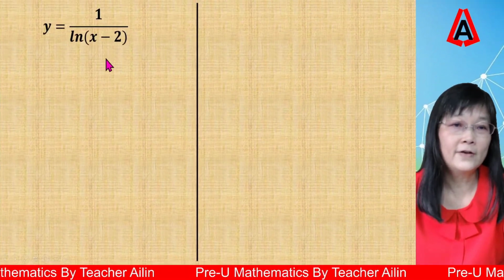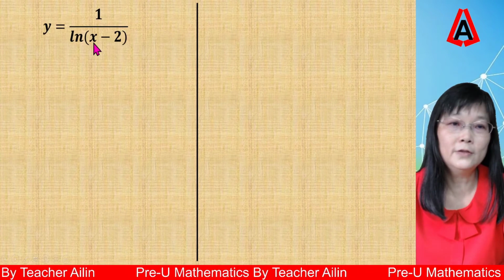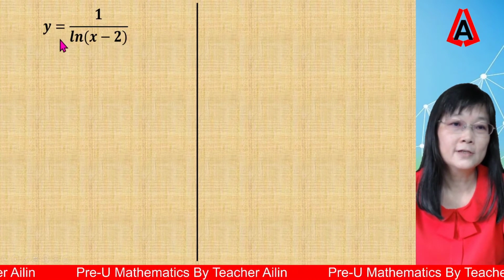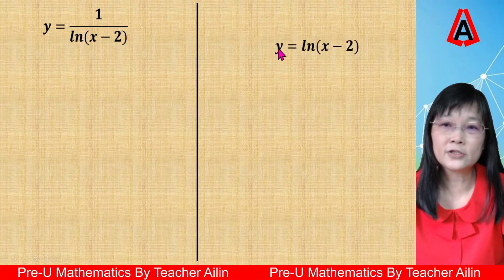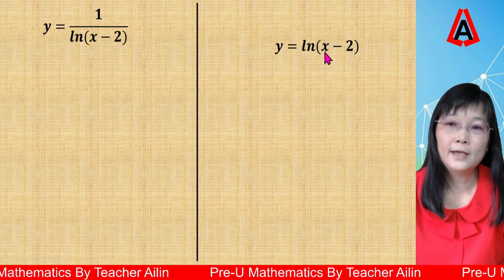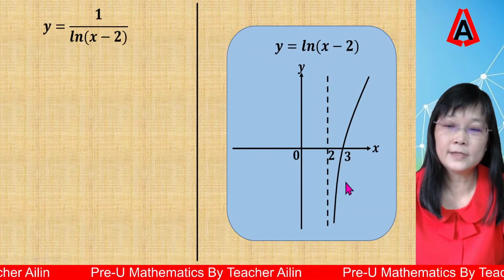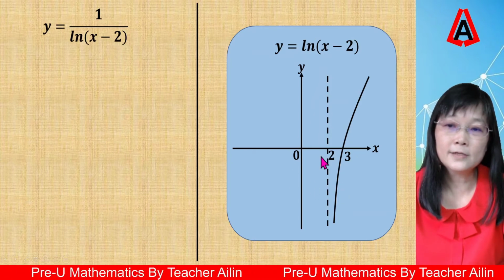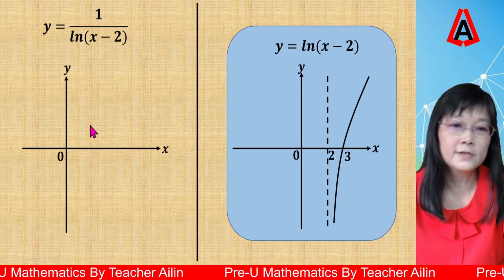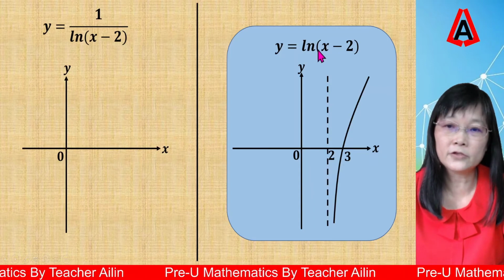Now for this function, 1 over ln x minus 2. First I'm going to sketch the graph of ln x minus 2. The graph for ln x minus 2 is something like this. Now based on this graph, I'm going to sketch the reciprocal function.